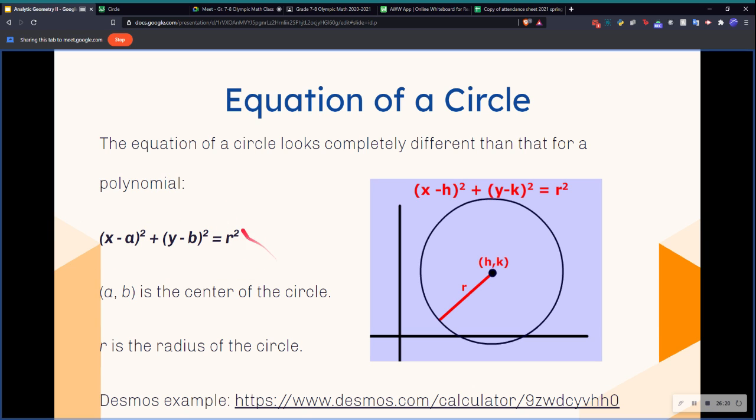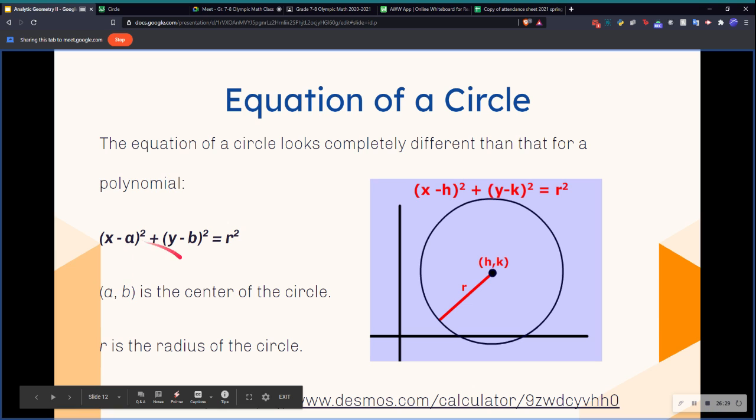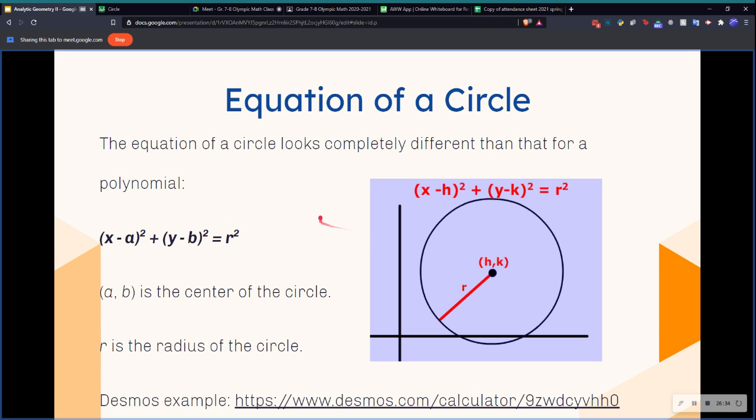Right, so hopefully you got this equation memorized. Well, you don't have to necessarily memorize it, just understand the most important points. You have (a, b) as the center of a circle and r is the radius. Just remember where those are in the equation.